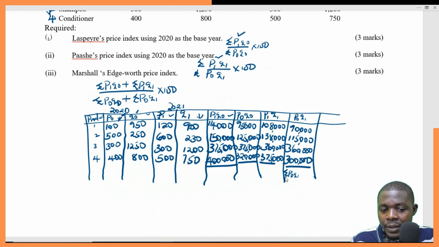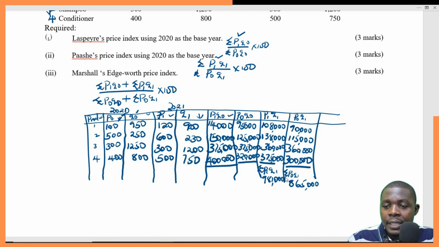All right. We have 865,000. Let's try to see the P1 Q1. That is 108. We are adding 138. We add 360. Then eventually we add 375. You get 981. Now this one is the summations of P1 Q1. It should be 981,000.